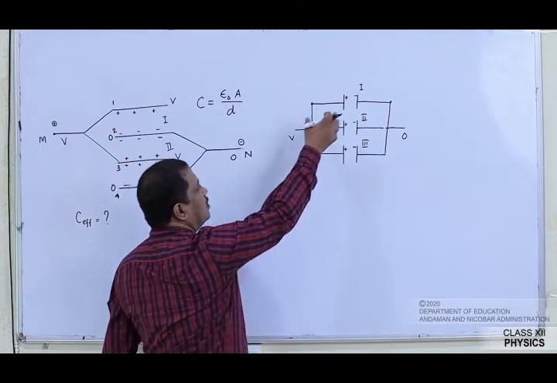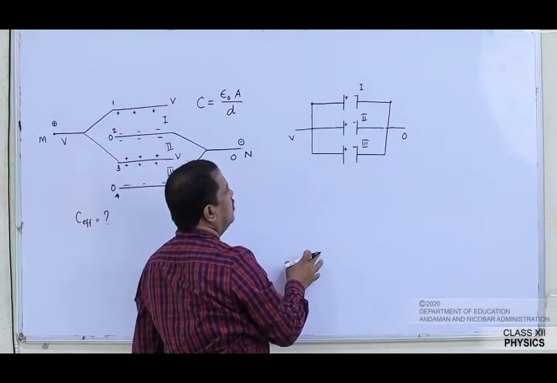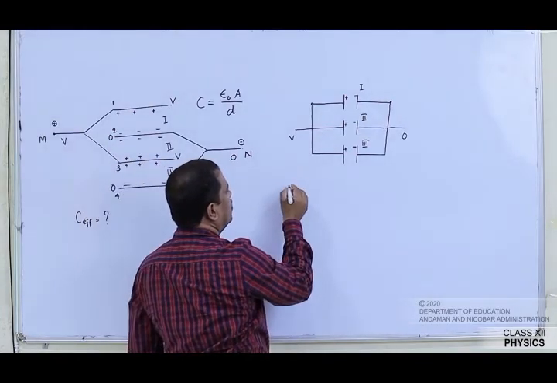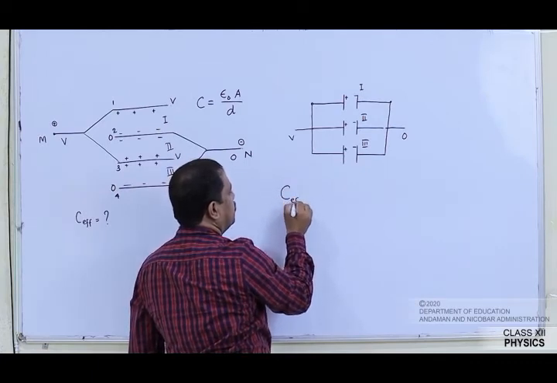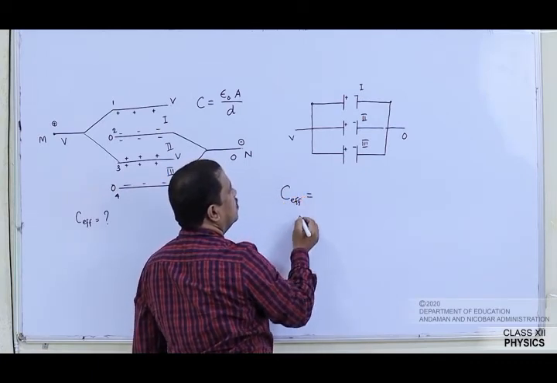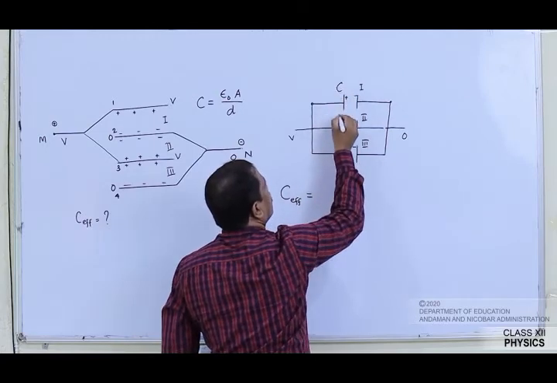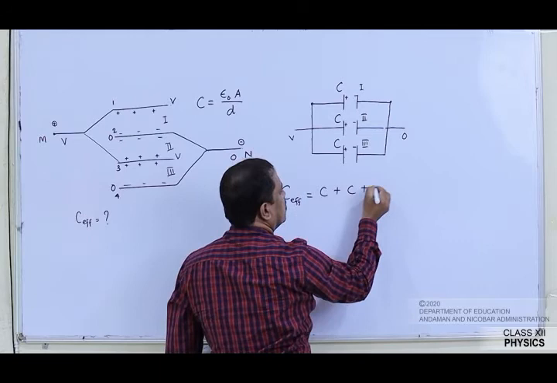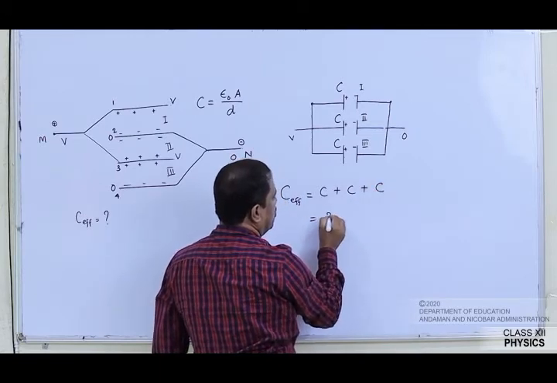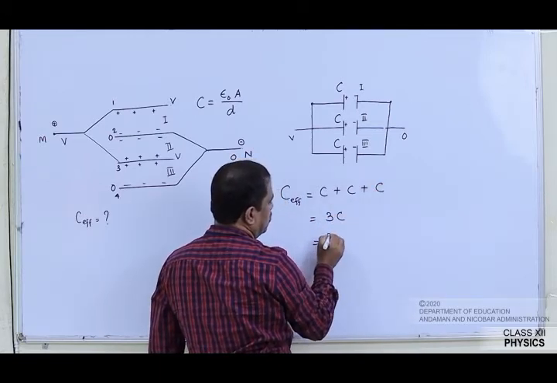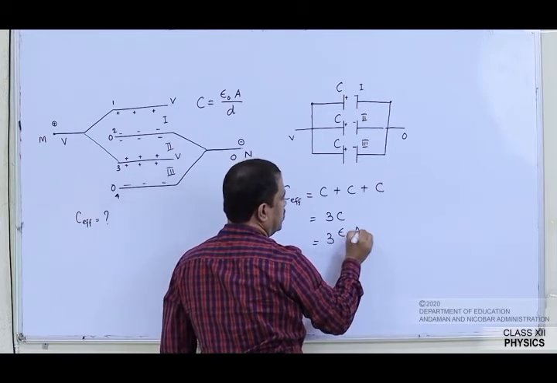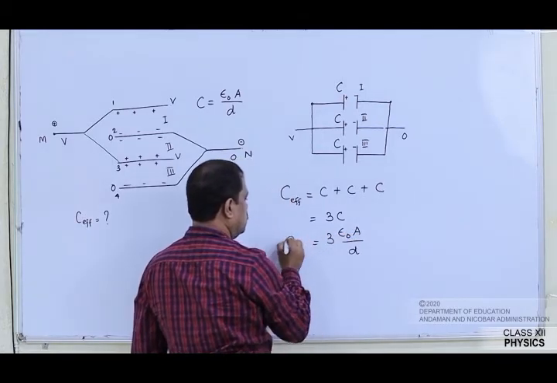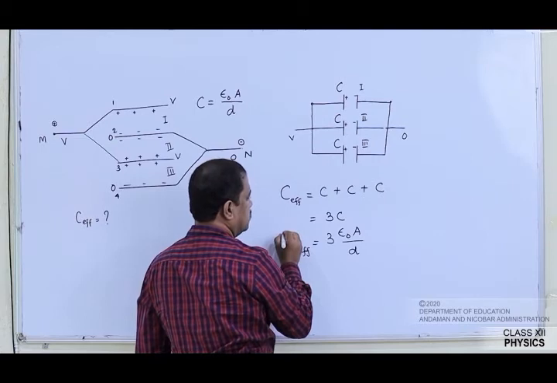So I have 3 capacitors connected in parallel, and I know the formula that the effective capacitance of a parallel combination will be, if C is the capacitance, then C plus C plus C, this is going to be 3C, otherwise 3 times epsilon 0 A divided by D. So this is going to be our effective capacitance.